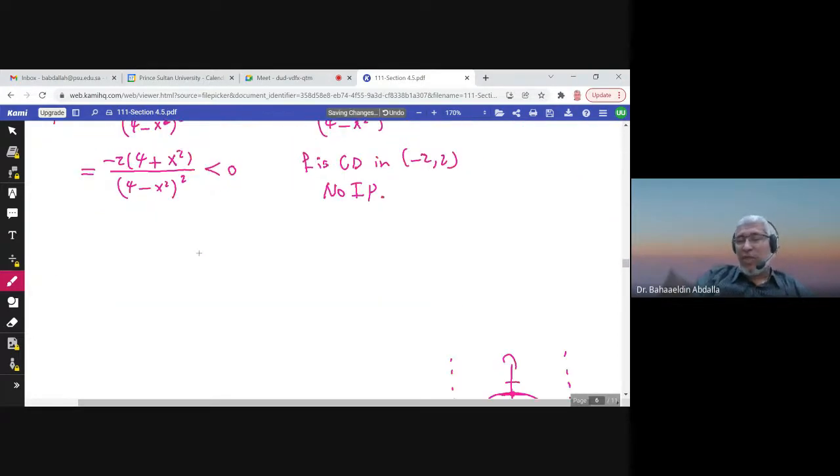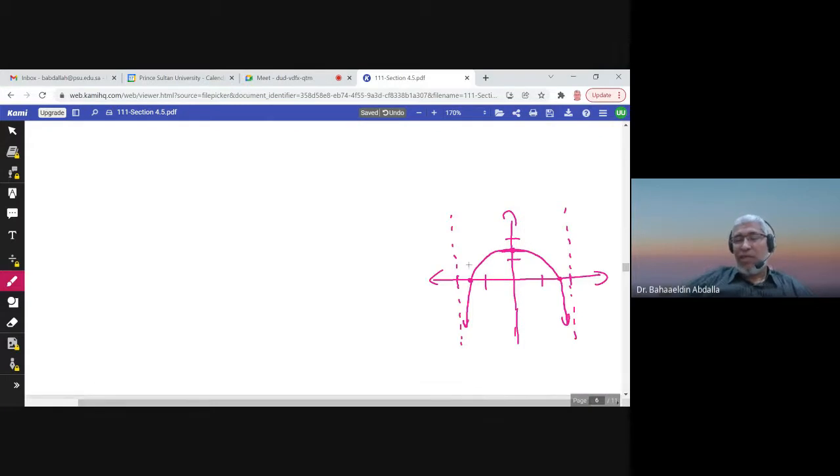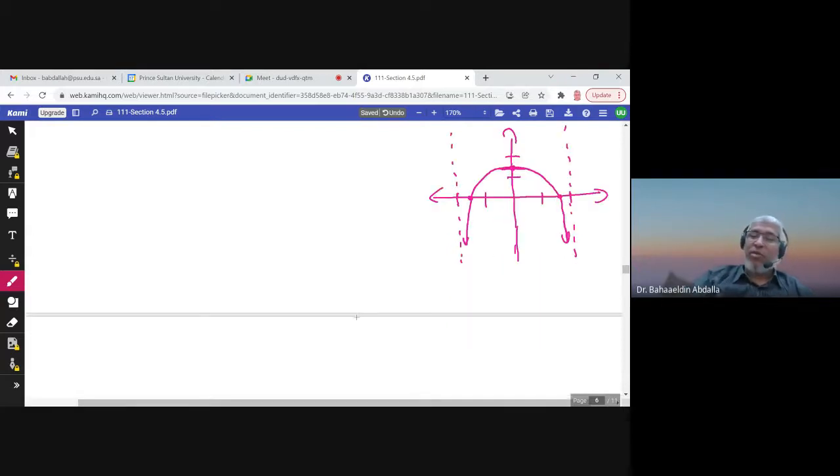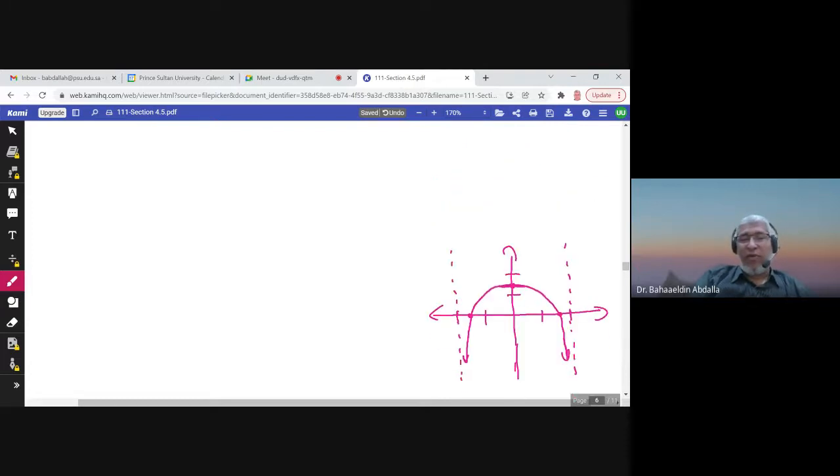So that's the graph. And if you want to make it more accurate, please check what happens at x equals 1. Okay, it's even. You can just replace x by 1, 1.5, for example, and complete the graph, make it more accurate. But this is an acceptable graph for this function.